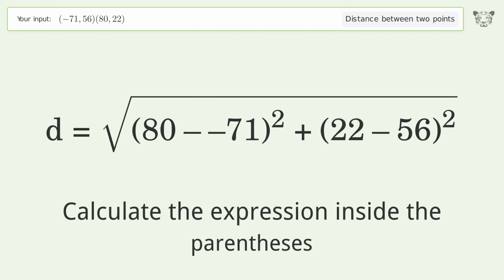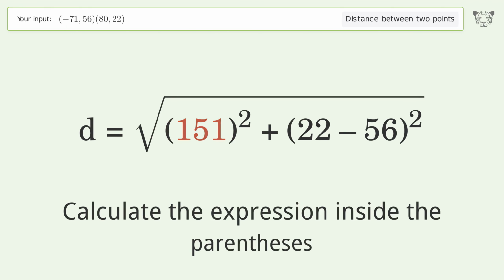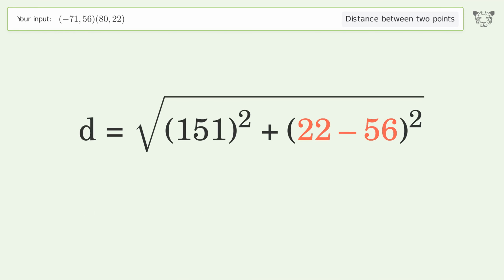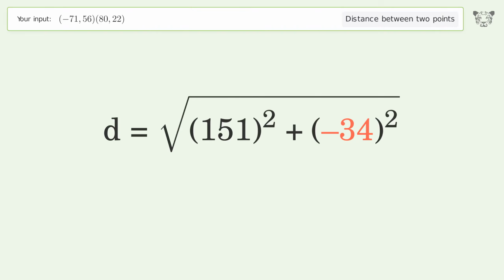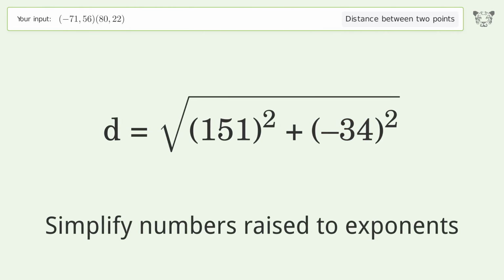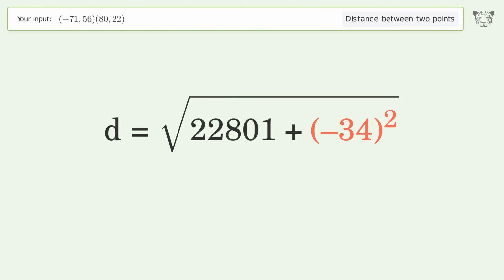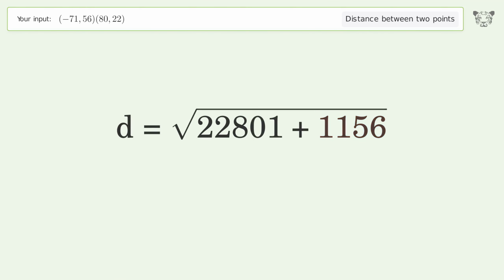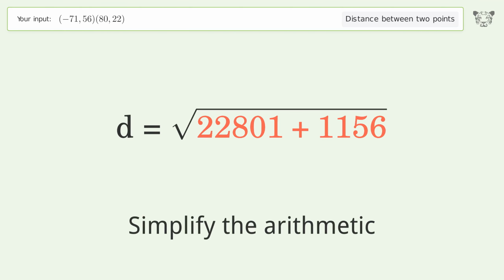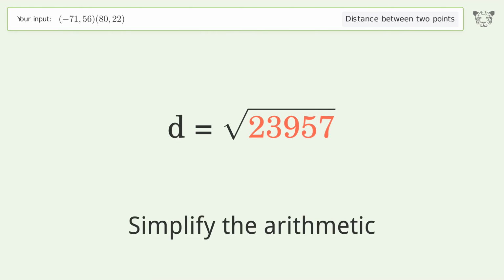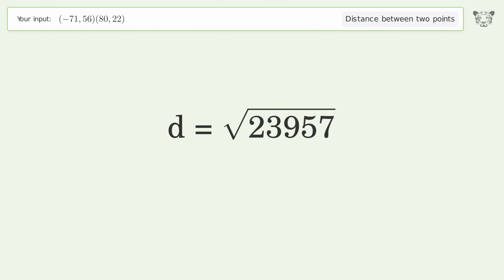Calculate the expression inside the parentheses. Simplify numbers raised to exponents. Simplify the arithmetic. And so the distance between the 2 points is the square root of 23,957 or 154.78.